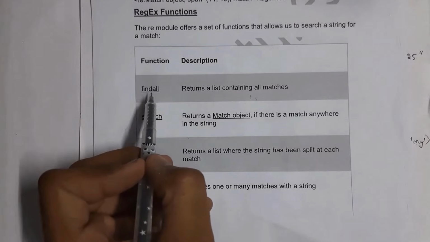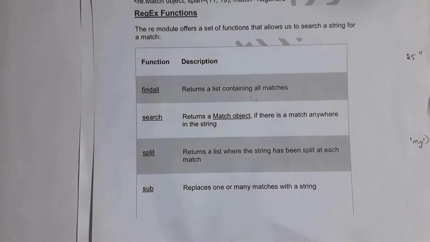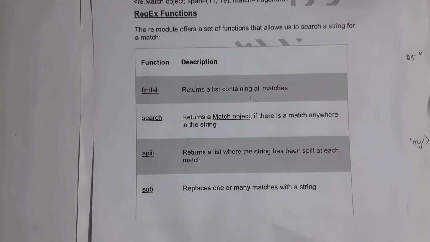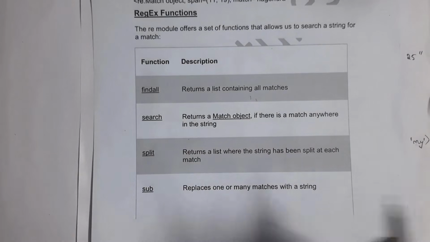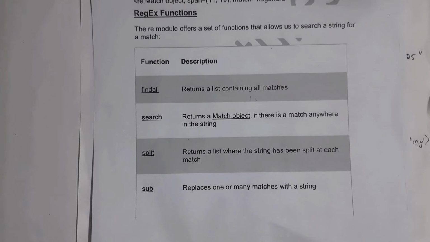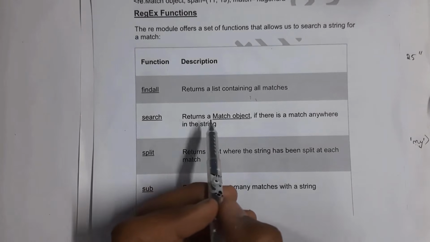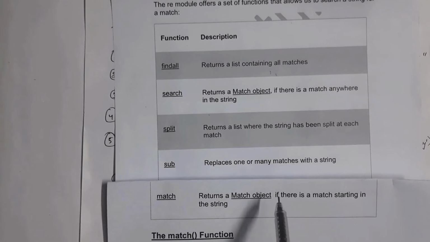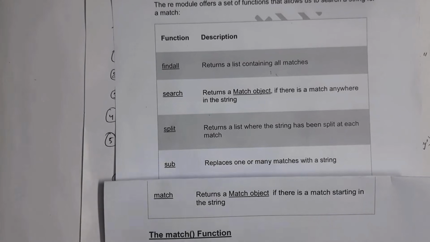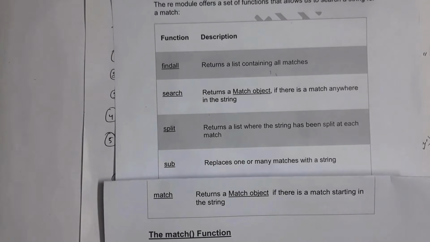First one is find all, where find all returns a list containing all matches. Though if any string is available twice, it will display those strings. So find all function will return a list containing all matches. And next one is search, where search function returns a match object. Match object is nothing but any characters or string is considered as match object. So search function returns a match object if there is match anywhere in the string, and whereas match function returns a match object if there is a match starting in the string. Only if any string is available at starting, match function will return that string, and whereas if string is available at any location, then search function will return that string. This is difference between match and search.